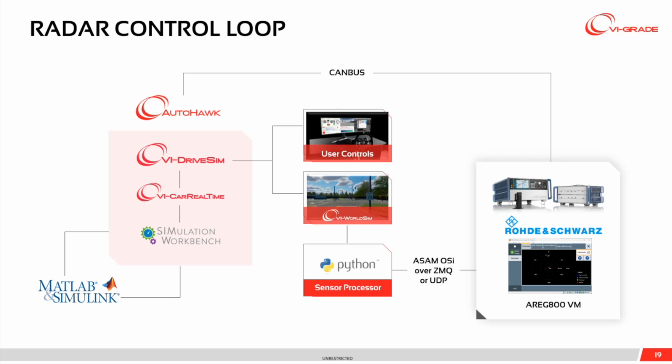Now, the Rohde Schwarz hardware takes that signal and converts it into a physical radar emission that's then sent down a test environment into a physical sensor. That physical sensor thinks it's seeing a real radar emission or a real radar signal, of which I can then send a CAN bus signal back into our AutoHawk to provide the control loop back. And we've demonstrated automatic emergency braking and adaptive cruise control using physical Rohde Schwarz hardware with the simulated world within the VI-grade stack.